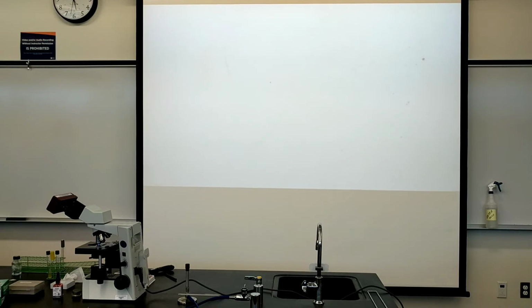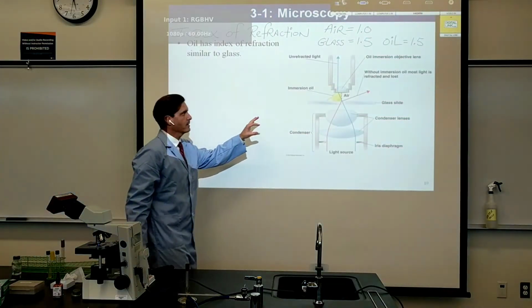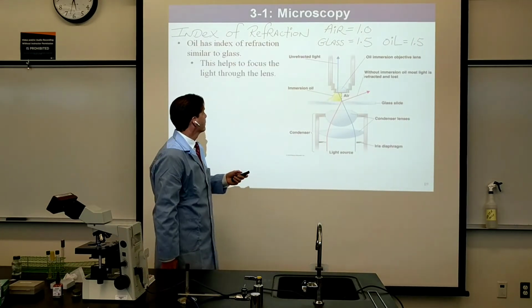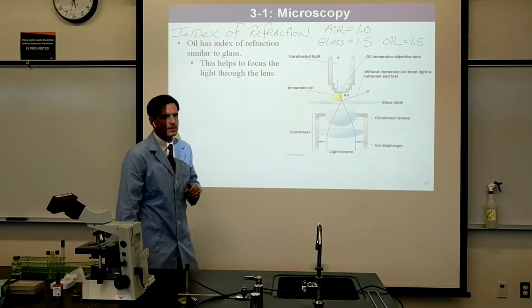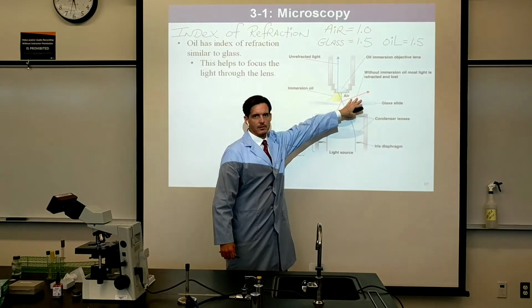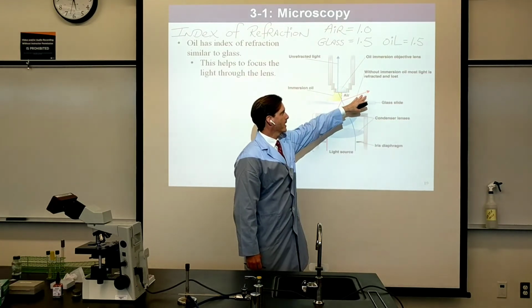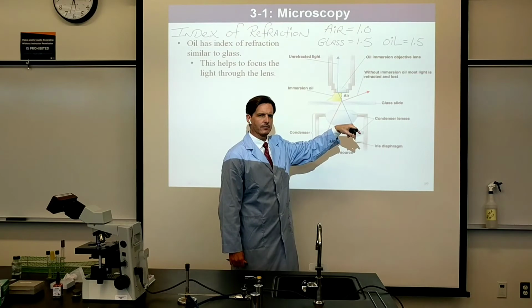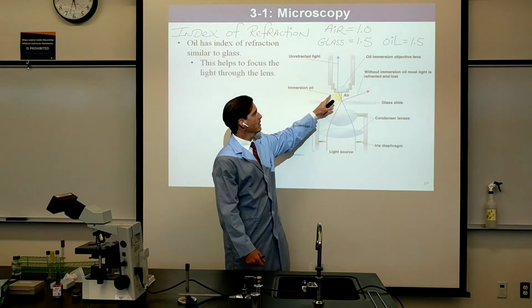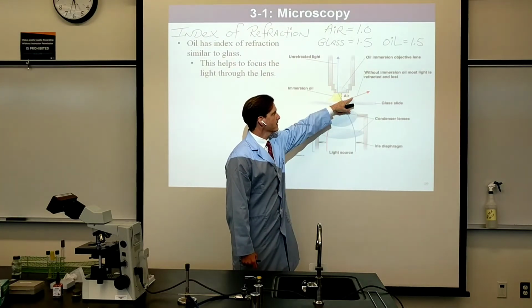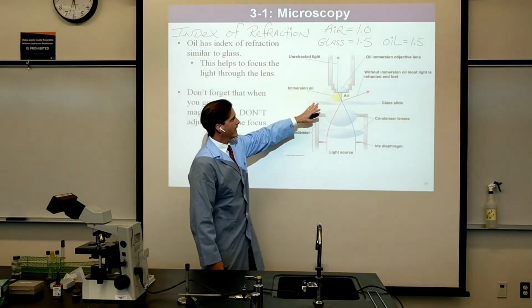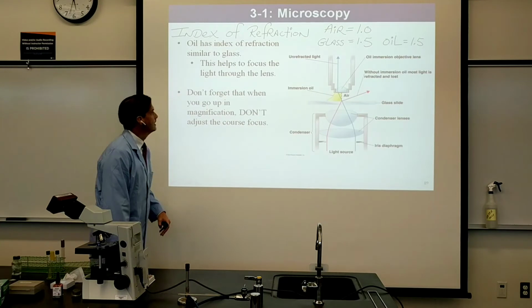Switching back to our slide about oil, a couple of key factors can be realized about the use of immersion oil. This helps to focus the light through the lens. What that means is that light might actually escape out of the sides through the air. But if you put oil in there, it seals out the air, and that way it helps to trap the light so that more light goes through the oil and up into the lens.